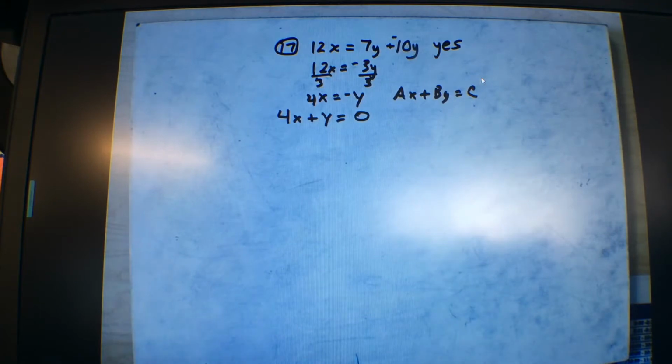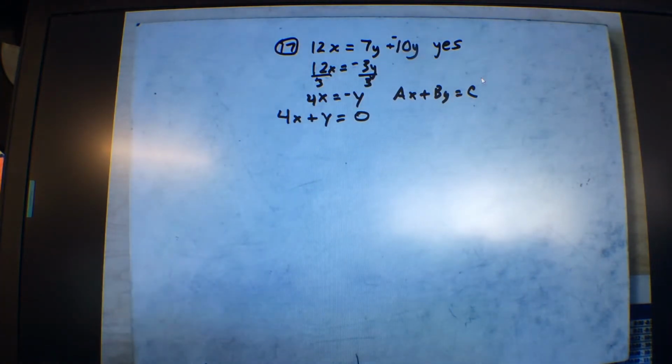Why would you change from negative y when you move it? Yesterday I showed you that. Whenever you move it to the other side, remember we subtract it, it becomes the opposite sign. I remember we spent the first 10 minutes of the class period going over that. Did you write that in your notes?